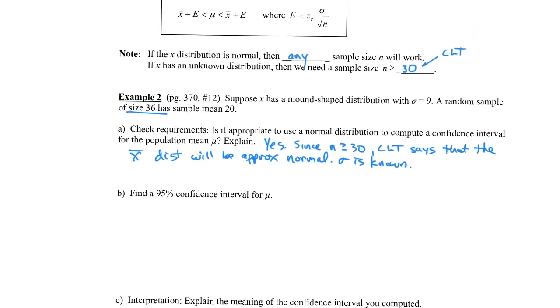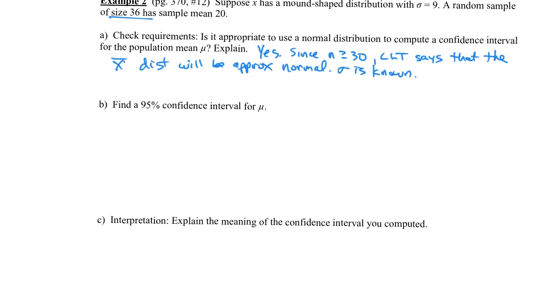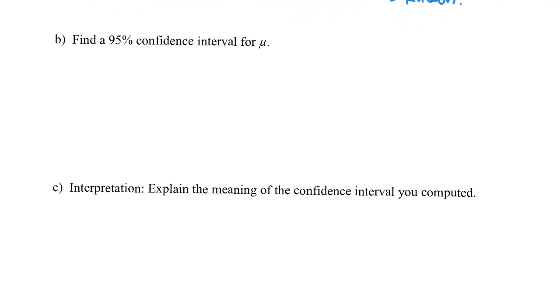And this is where we're going to use this formula. Basically, every time it says find a confidence interval, we're going to use this formula. So to use this formula, we need to find E. So we've got a 95% confidence interval for mu. Well, we need this: X bar minus E is less than mu, which is less than X bar plus E. And E is equal to Z sub C, sigma over the square root of n.